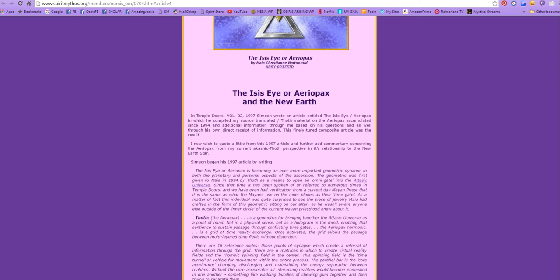In Temple Doors, Volume 2, 1997, Simeon wrote an article entitled The Isis Eye EYE-AREIOPAX, in which he compiled my source-translated Thoth material on the EYE-AREIOPAX accumulated since 1994. Okay, correction, not 91, but 94. It also included additional information through me based on his questions and my own direct receipt of information. This finely tuned composite article was the result.